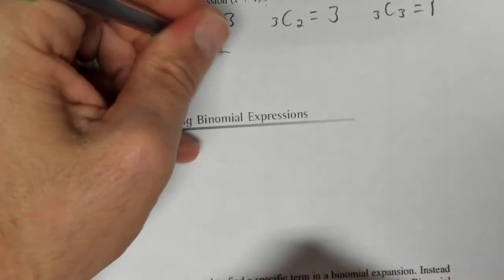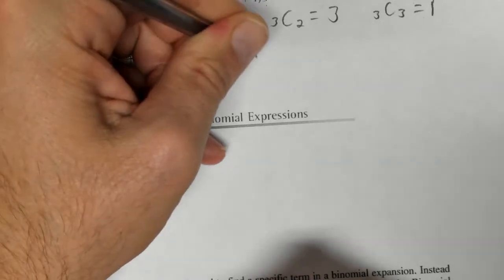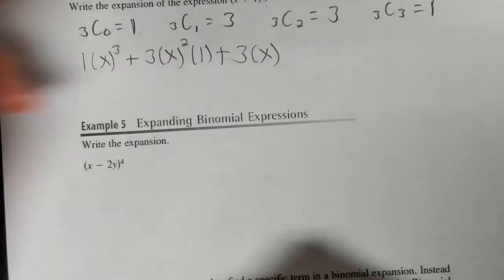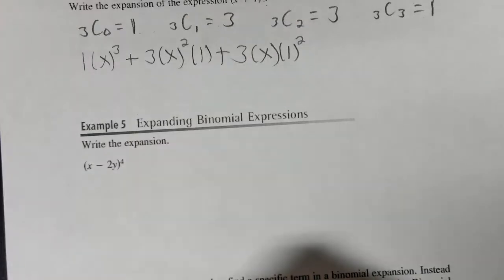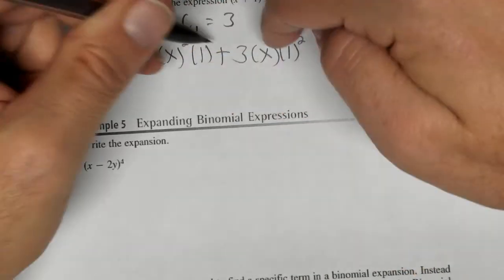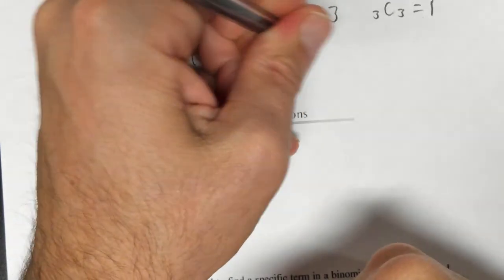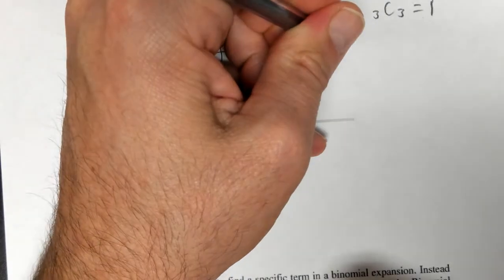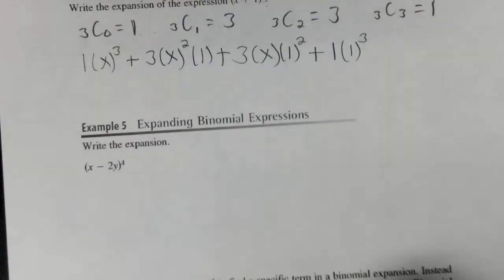Plus, my next coefficient is 3. My x drops by 1 power, so that would just be x to the 1st power. But my 1 will increase now to the 2nd power. So notice that the powers of each one of the 2 terms is alternating. One's going up by 1, one's going down by 1. So it is kind of symmetrical like that. Then we have one more term. The leading coefficient is 1. My x is now to the 0 power, so I don't even have to write it. But my 1 raises up to the 3rd power.